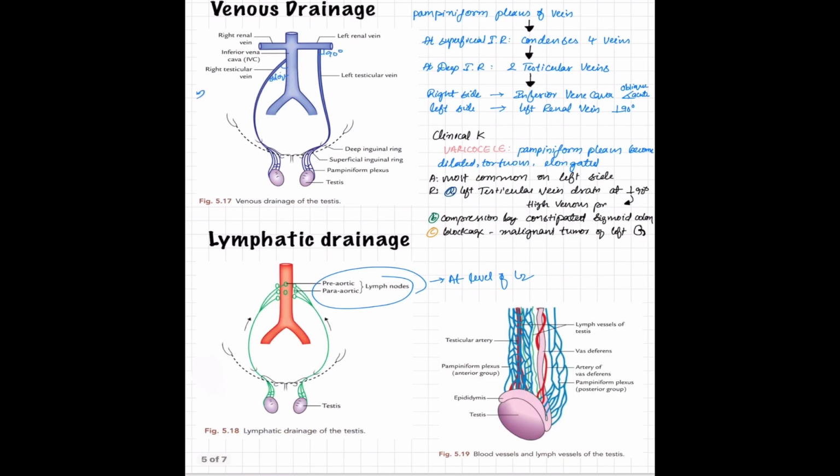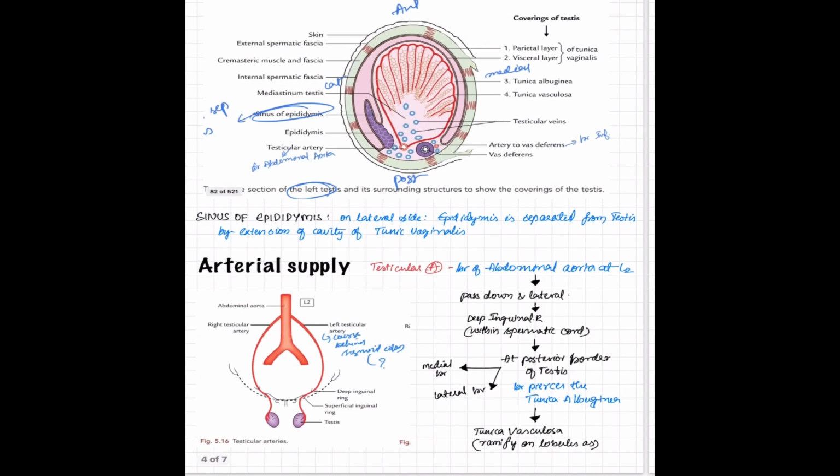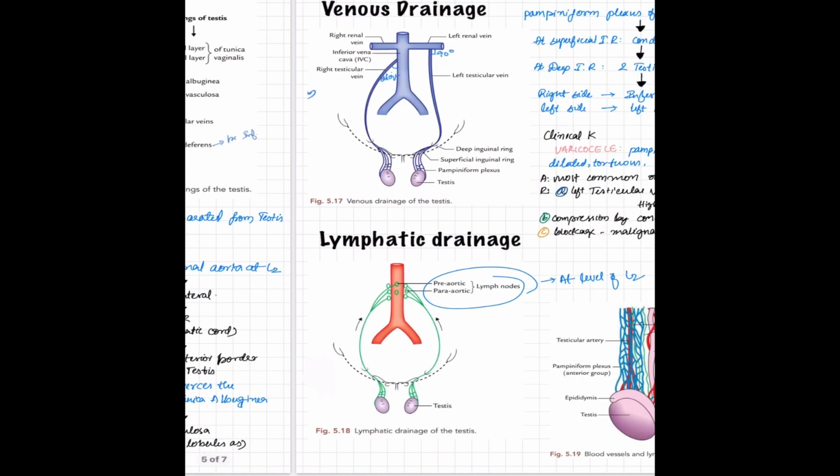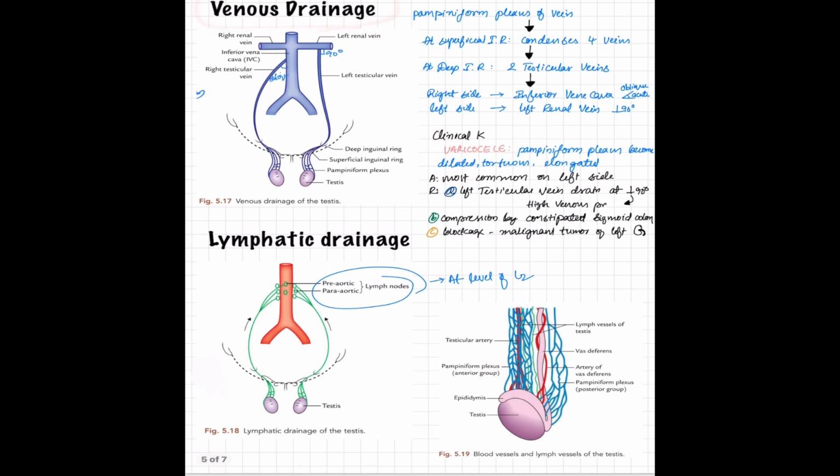Next we'll go with the venous drainage. Arterial, then the venous drainage. Oxygenated blood is supplied to the testes. Now deoxygenated blood should be removed, right? If not, it will cause hypoxia and death of the tissue. That is the physiology; in physiology classes we will learn all those things.